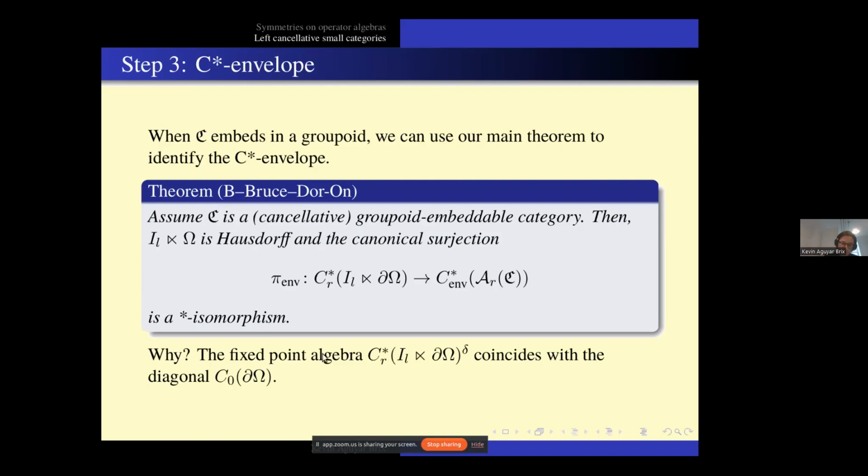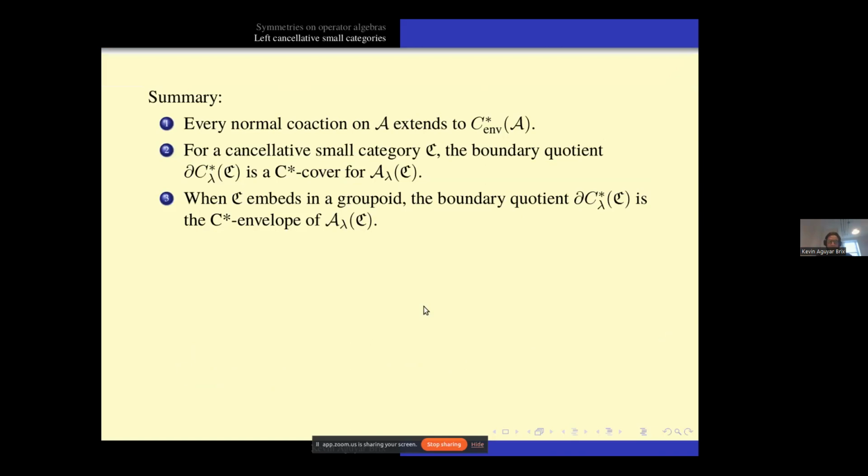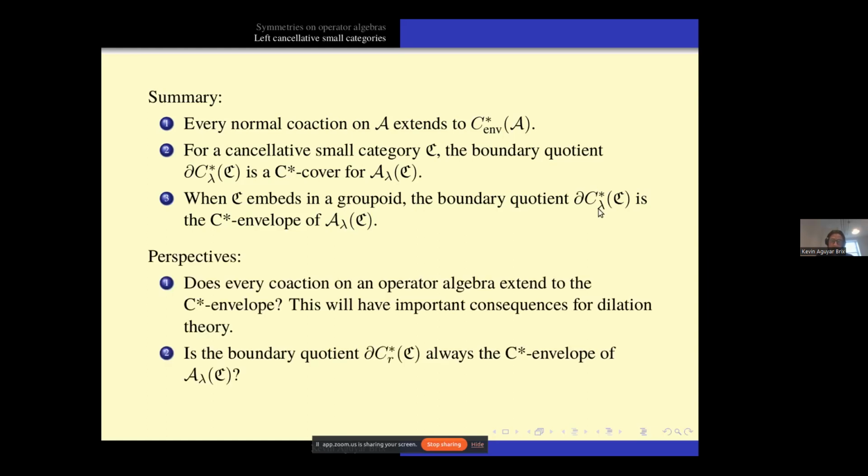Good. This is what I already said. This is because we can identify the coaction fixed point algebra. That's the reason why we can conclude this. Good. So I'm done now, and let me just summarize that the main point of the first part was that our main theorem tells us that if you have a coaction on an operator algebra, it always extends to the envelope. We know that there are coactions on product systems, but I also told you that in the very general setting of a left-cancellative small category, you have a coaction, and the boundary quotient is a C-star cover. And then finally, if the category embeds in a groupoid, then we can identify the envelope with the boundary quotient. And then there are still some interesting perspectives.